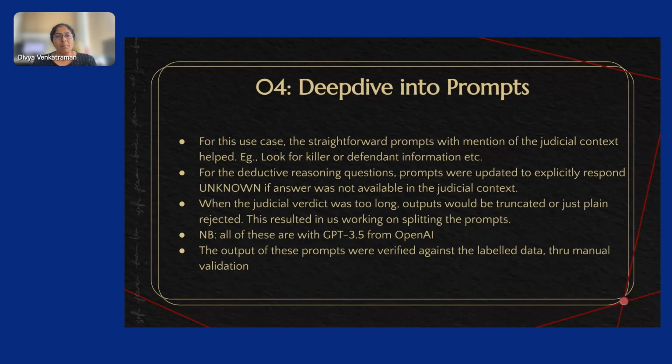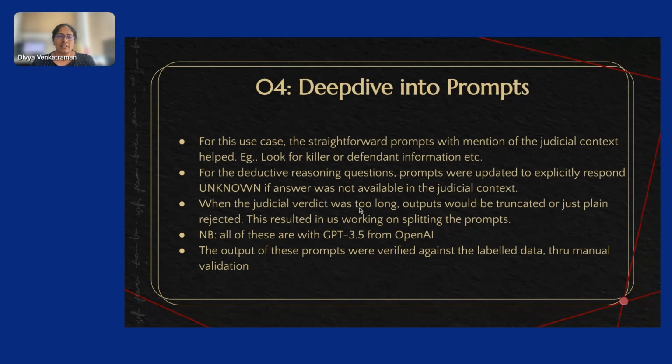And then the prompt itself was straightforward, with the mention of the judicial context. Of course, in some cases I had to clarify, look for killer or the defendant information, because that is how it was mentioned in the verdict. For deductive reasoning questions, it did a very good job, unlike earlier Bull Q. But the prompts needed to be updated to say yes, no, or unknown, because one of the problems with Gen AI is it can also hallucinate, right? So sometimes after validating the results, I realized that I needed to explicitly say that if this is not present in the context, please say unknown.